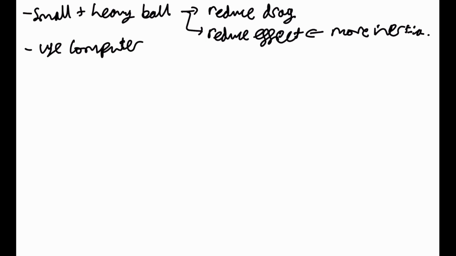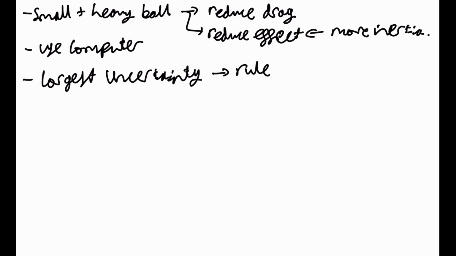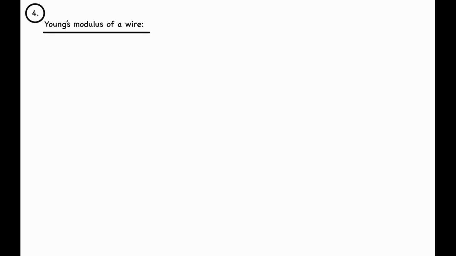So the largest uncertainty of this experiment comes from the ruler, because you have a plus or minus 0.5 millimeter of uncertainty. So now let's move on to the next experiment. Now we are moving on to the Young's modulus of a wire.